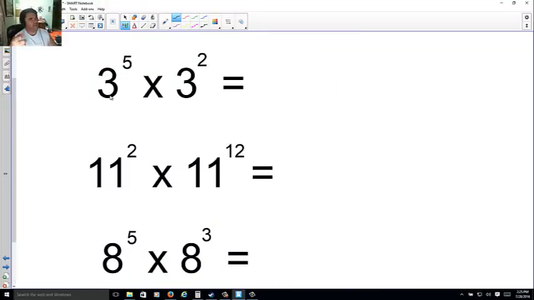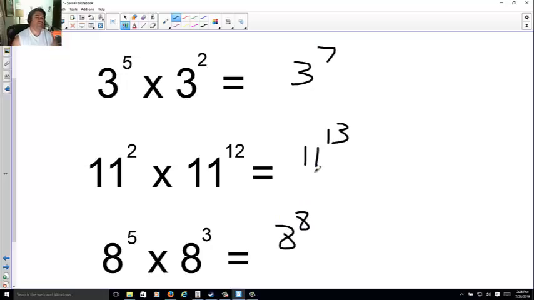These 3, go ahead. Did you get 3 to the 7th? Did you get 11 to the 13th? Did you get 8 to the 8th? I'm not looking for the whole number, so if you wrote 343, that's fine. If you did 343, no, that's not right.